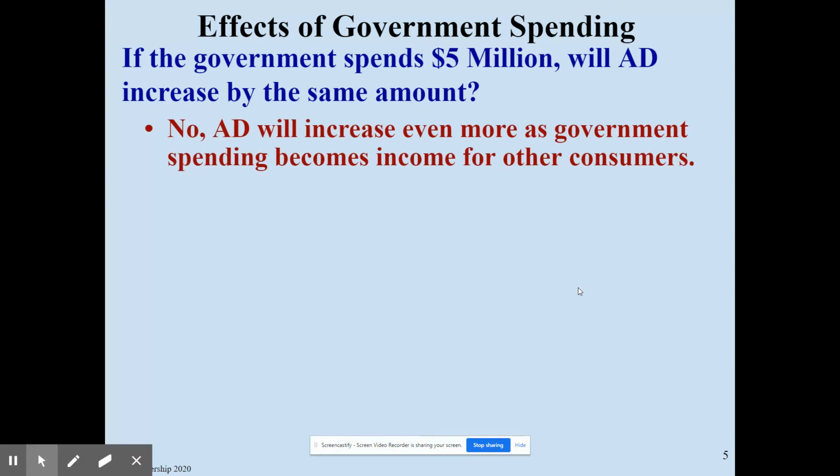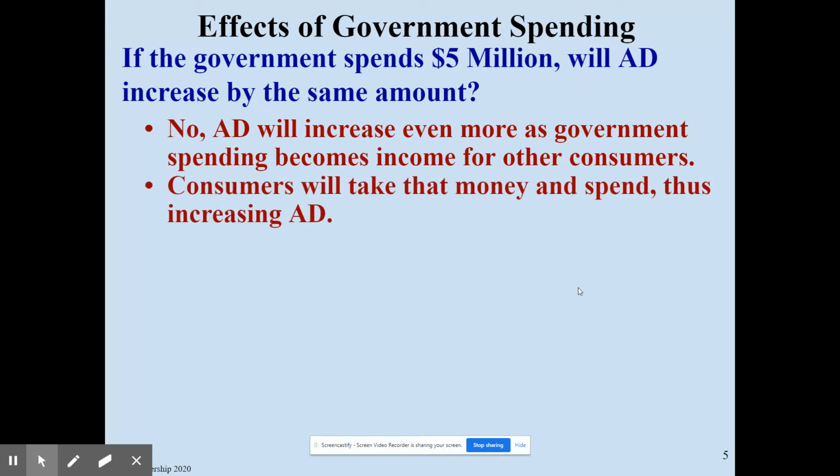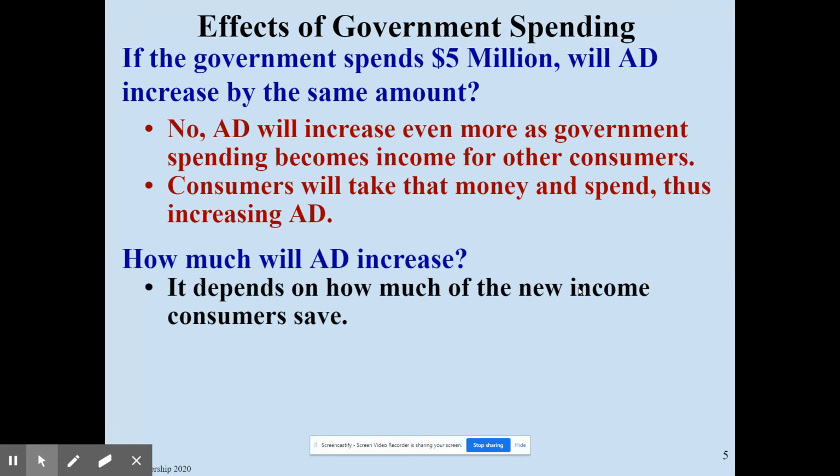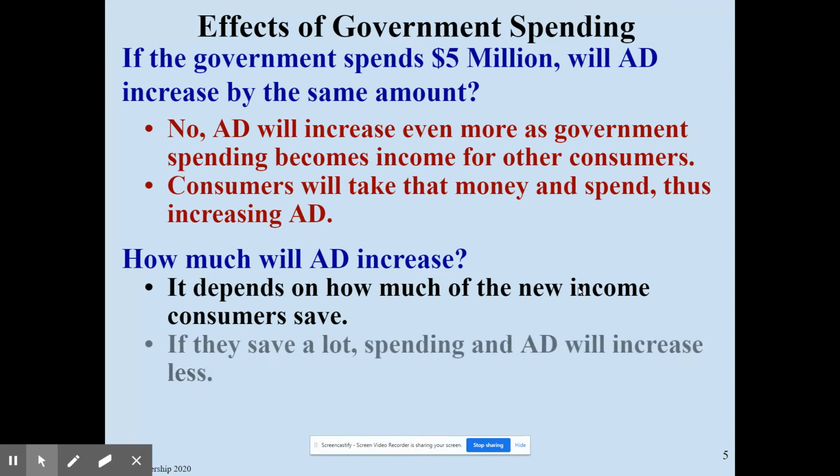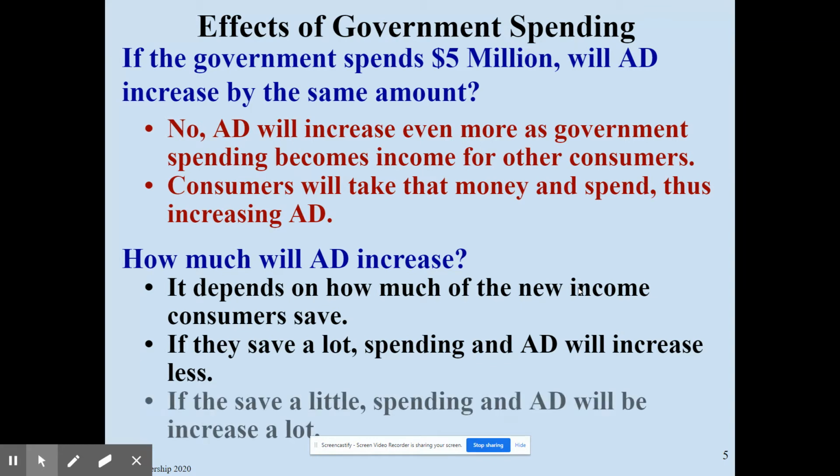Here's the impact of government spending. If government spends $5 million, will the aggregate demand increase by the same amount? No. Aggregate demand will increase even more as government spending becomes income for other consumers. Those consumers will then take that money and spend it, thus increasing the aggregate demand. Well, how much does it increase? It depends on how much of the new income consumers save. If they save a lot, spending and aggregate demand will increase less. If they save a little, spending and aggregate demand will increase a lot.